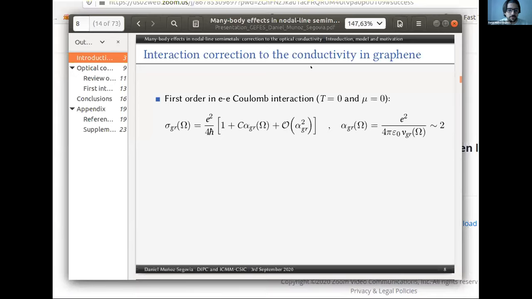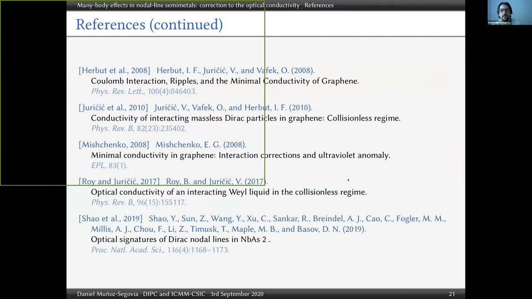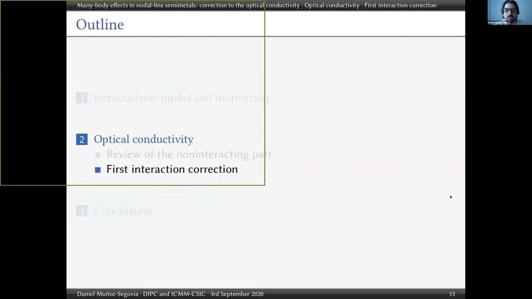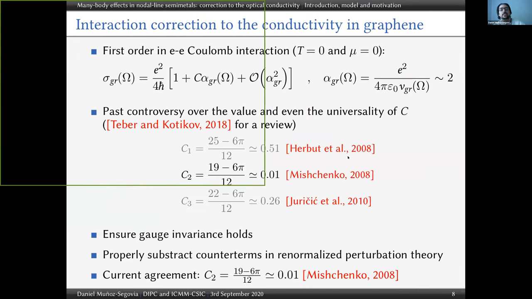I was saying that it is interesting to comment on the analogous problem of the correction to the optical conductivity in graphene, since there was a long-standing controversy over the value of the interaction coefficient C that you get via perturbation theory, but now there seems to be agreement. If one ensures that gauge invariance holds and properly subtracts the counterterms that diverge in perturbation theory, one gets the result first obtained by Mishchenko, which is supported in our work because of this analogy between analyzing nodal line metals and graphene.